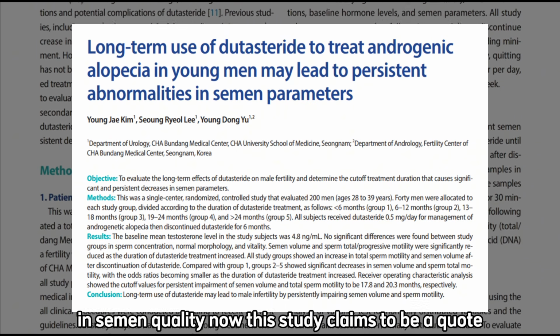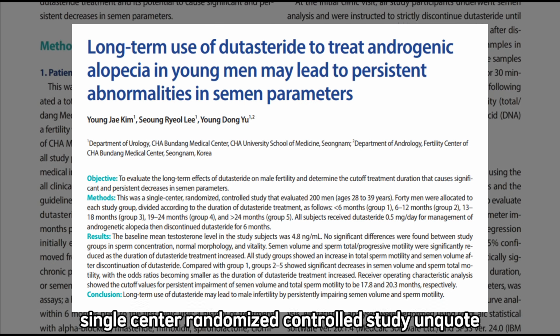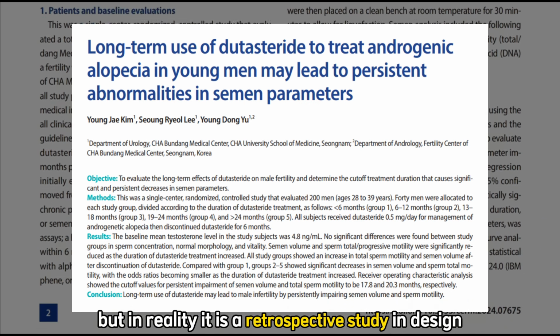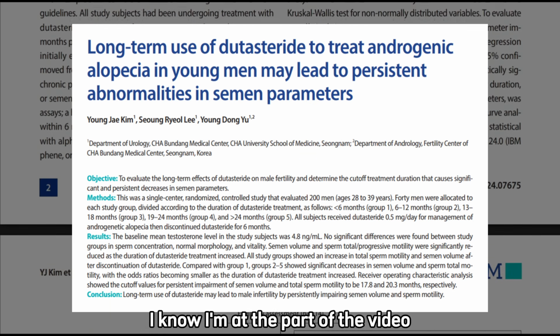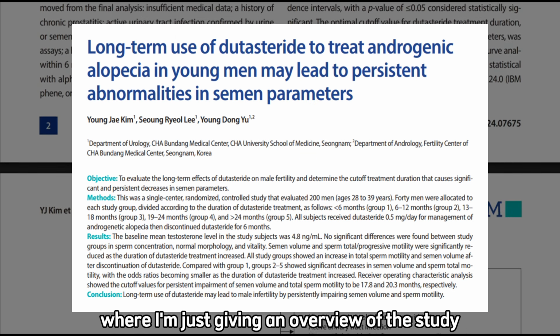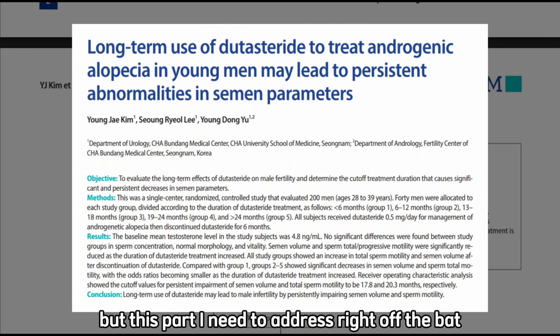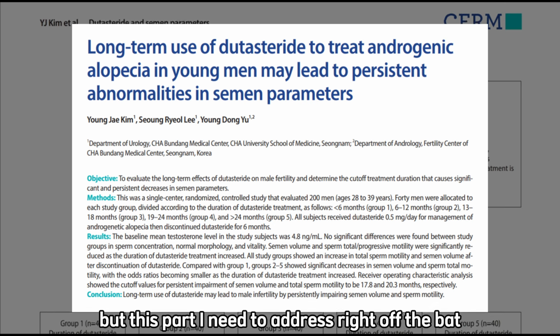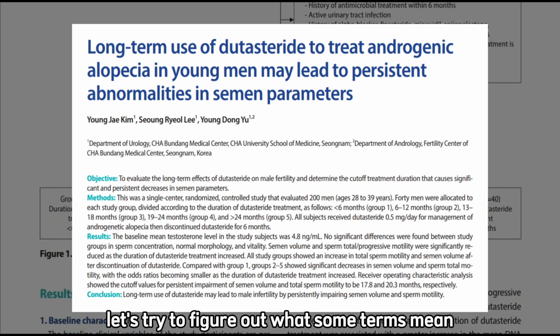Now, this study claims to be a, quote, "single-center randomized controlled study," unquote, but in reality, it is a retrospective study in design. I know I'm at the part of the video where I'm just giving an overview of the study before I go into pointing out its issues, but this part I need to address right off the bat. So let's do some glossary work here. Let's try to figure out what some terms mean.